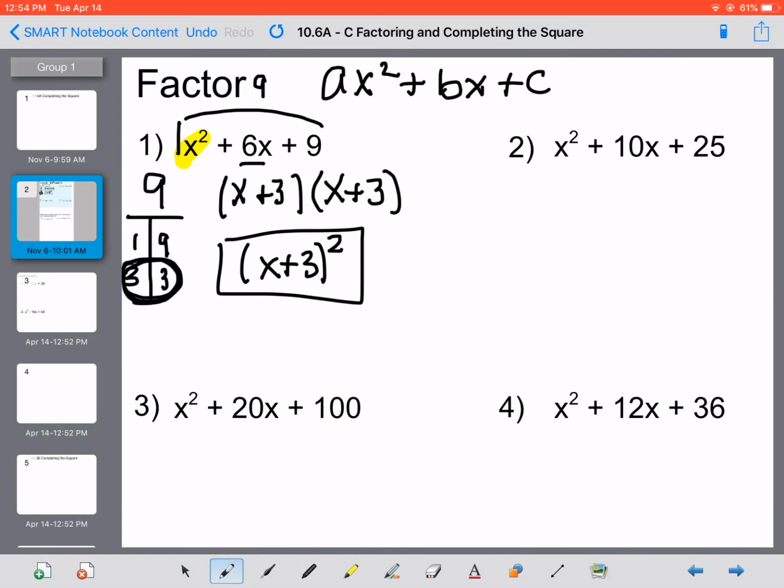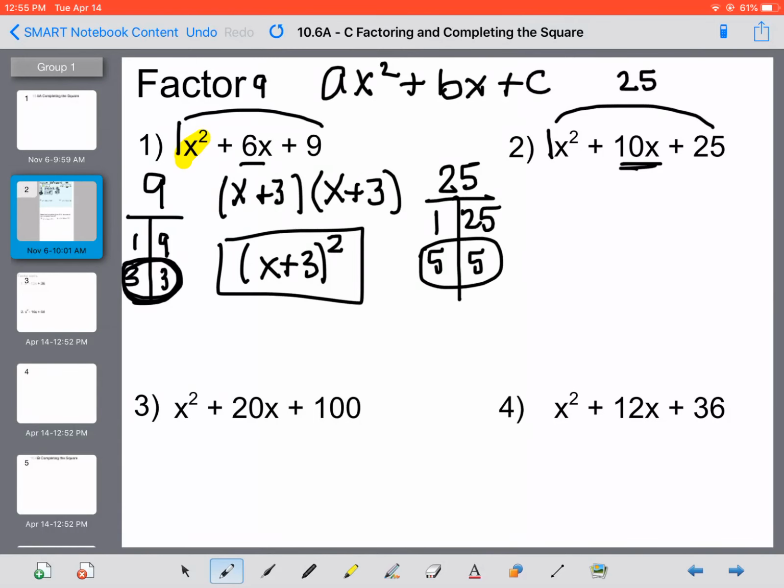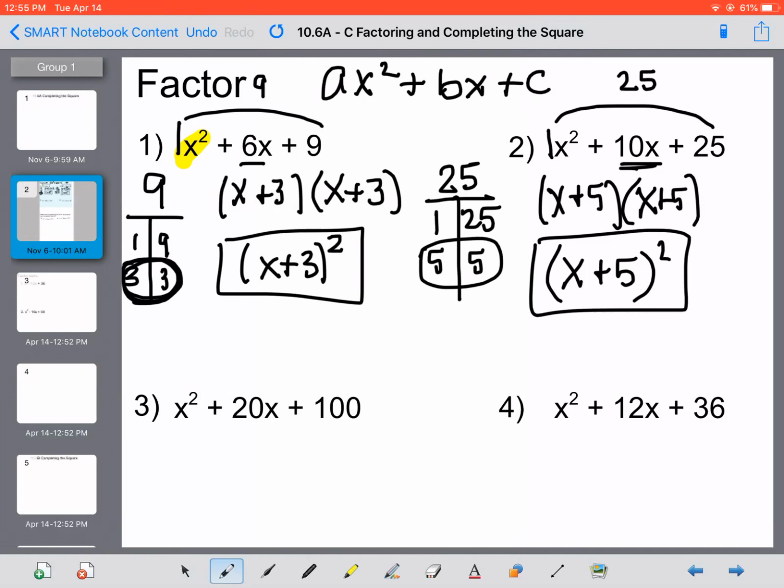Let's take a look at number 2. Again, notice our a value is 1. So we're not going to have a GCF, so we're going to take a times c, which is 25. And we're going to find those factors of 25 that are going to add to our b value of 10. Well, 1 times 25 and 5 times 5. Well, 5 and 5 add to 10 and multiply to 25. Because a is 1, we can do our shortcut method. So we know we're going to have our two binomials. So it's going to be x plus 5 and x plus 5. And because they are the same, we can write this as x plus 5 squared. And there are your factors.